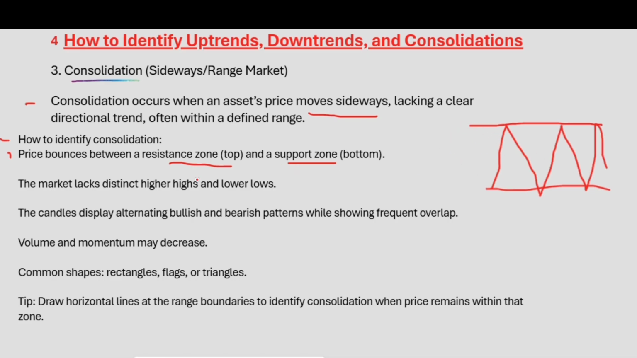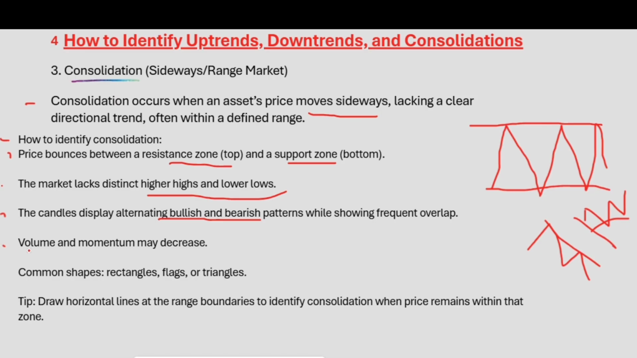How to identify consolidation. Number two, the market lacks distinct higher highs and lower lows, meaning the market is not moving like this, creating lower highs and lower lows, or moving like this, getting higher highs and higher lows. The market is moving sideways. Number three, the candles display alternating bullish and bearish patterns by showing frequent overlap, meaning there's no strong trend, either bullish or bearish. There are no more buyers or more sellers. They are just all equal.